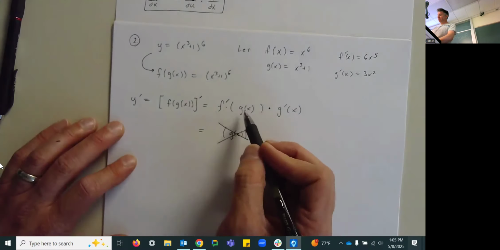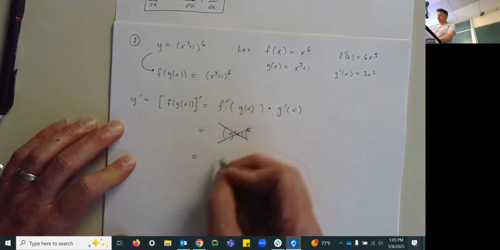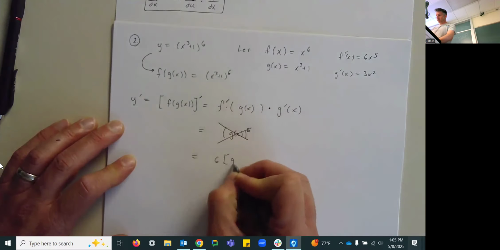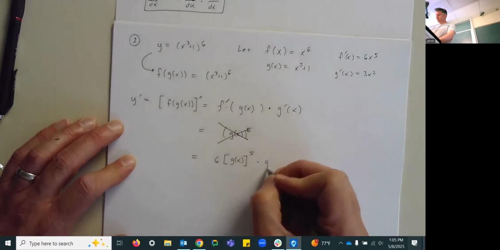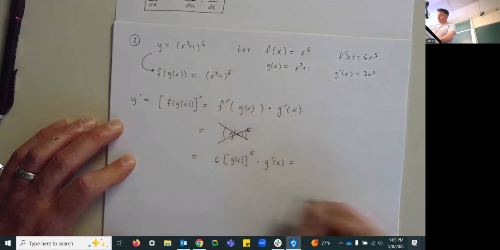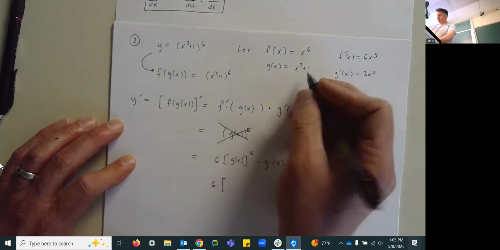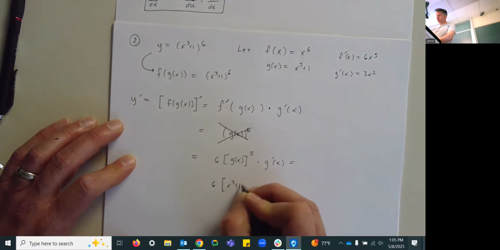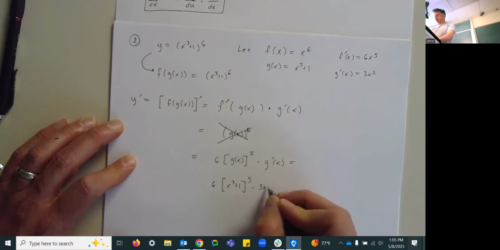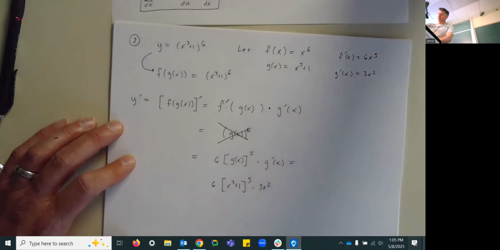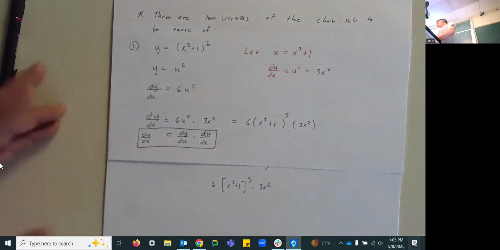F prime of x is 6x to the 5th. So f prime of g of x should be 6 times g of x to the 5th multiplied by g prime, which is then going to give us 6 times our g of x, which is x cubed plus 1, to the 5th power, times g prime, which is 3x squared. And yes, it's exactly the same as doing it the other way. And it's all the same as doing it the way we've talked about it this whole time.